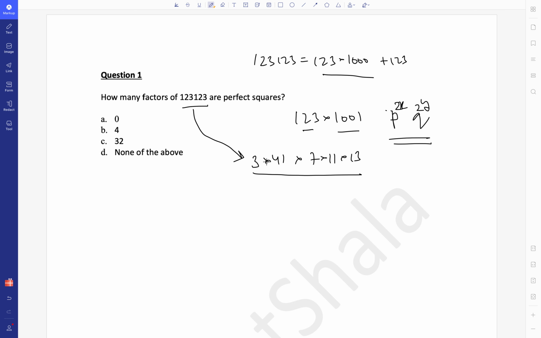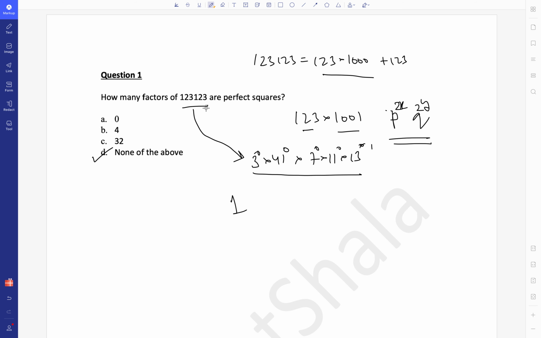In this, it is not possible to have any even exponents unless all of these are 0. So the only option for a factor of this to be a perfect square is 1, where the exponents of all of these are 0. Even if one of these is 1 instead of 0, that becomes a non-perfect square. So the answer for this question will be simply 1. 1 is not an option, so the answer is none of the above. Very simple question to solve.